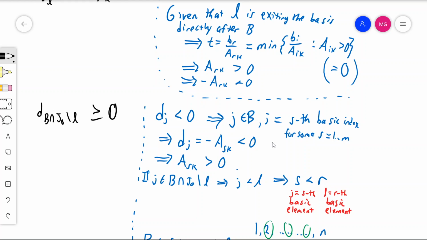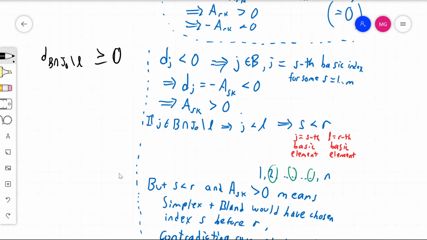Being the sth basic index, that must mean that dj, as a basic component, must be minus ask, and we're saying that that's negative. That's what we're assuming here. So dj must be minus ask, which is negative. And so equivalently, ask must be positive when I divide by the minus there.